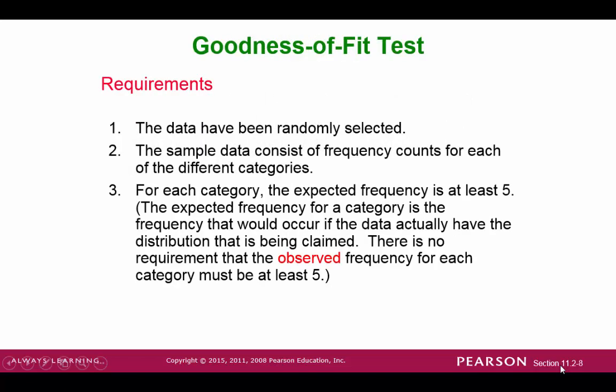The requirements for the goodness of fit test are similar to the ones we've had in the past. We need a sample that is simple and random. The sample data consists of frequency counts for each of the different categories. So those will be our observed frequencies. We'll take a look at that. And then for each category, we have an expected frequency that is at least 5.